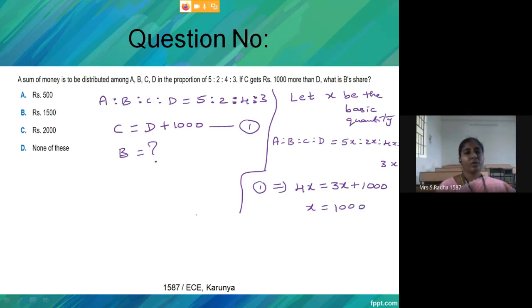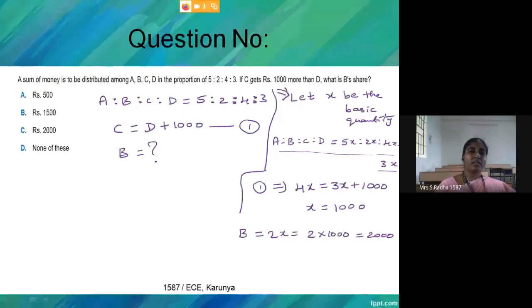Now what is the share of B? B is having how much proportion in what we have written? 2x. So 2x is nothing but 2 into 1000, 2000. So we have to get this basic idea, get a basic quantity, based on which the ratios are made. Using that logic, we can get the answer. B is having an amount of 2000 rupees.